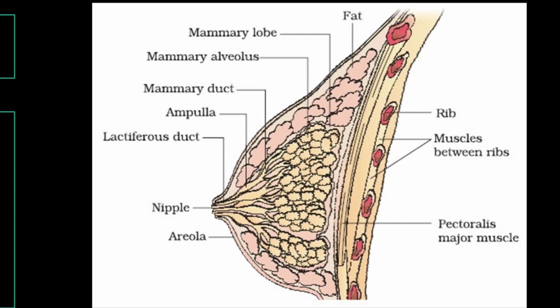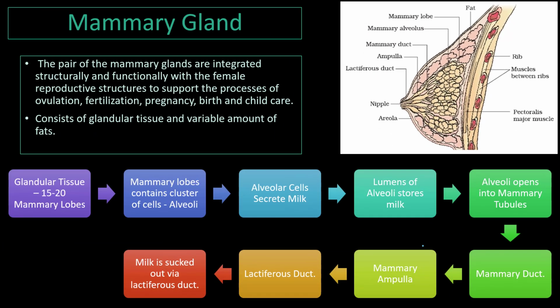Now the alveoli open into mammary tubules. A number of these mammary tubules together form the mammary duct. Now a number of mammary ducts together form the mammary ampulla that again opens into the lactiferous duct. As you can see in the image, it is through the lactiferous duct that the milk is sucked out by the child. So this is what you have to understand with regards to the mammary gland.